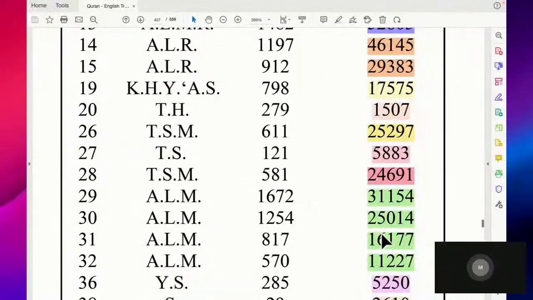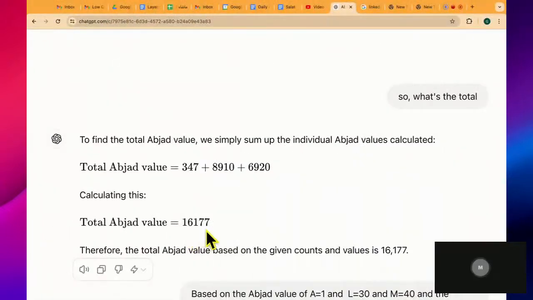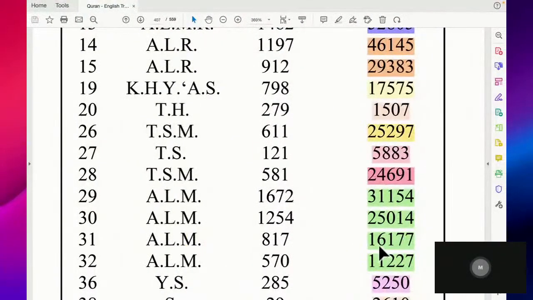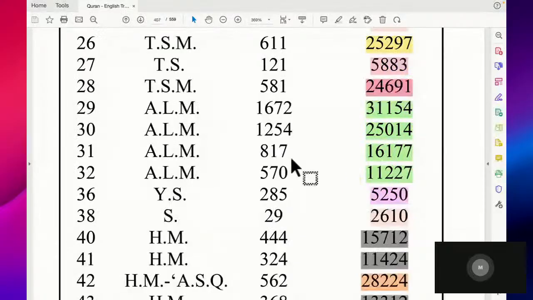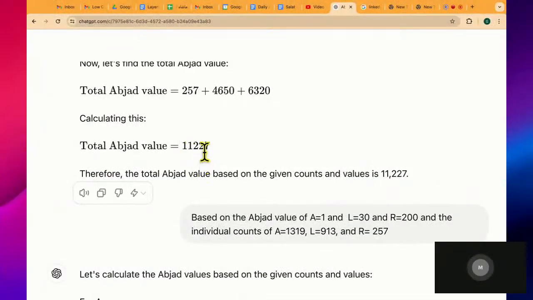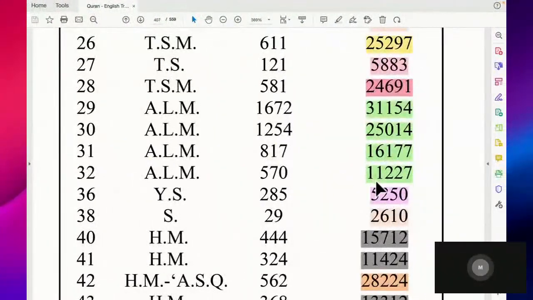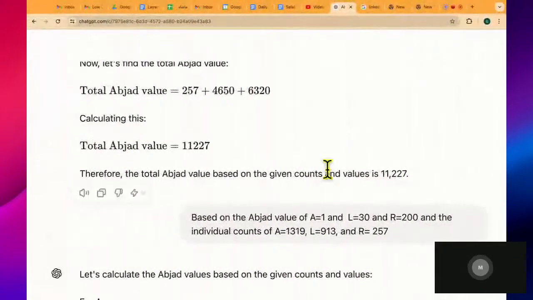25,014. Surah 31, let's take a look at the counts. 16,177. Next surah, Surah 32, 11,227. So this is for the ALM surahs, right?